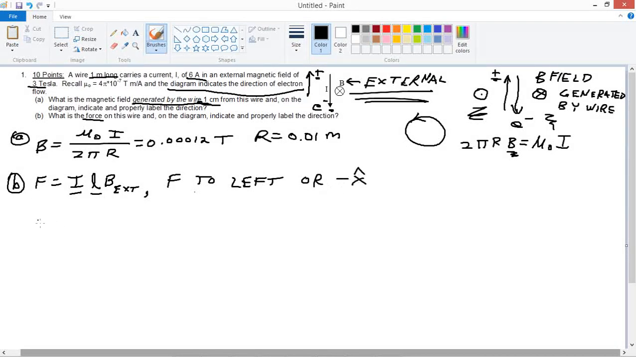Okay, now we can get the magnitude. I is 6, L is 1, times 3. 18 newtons to the left.